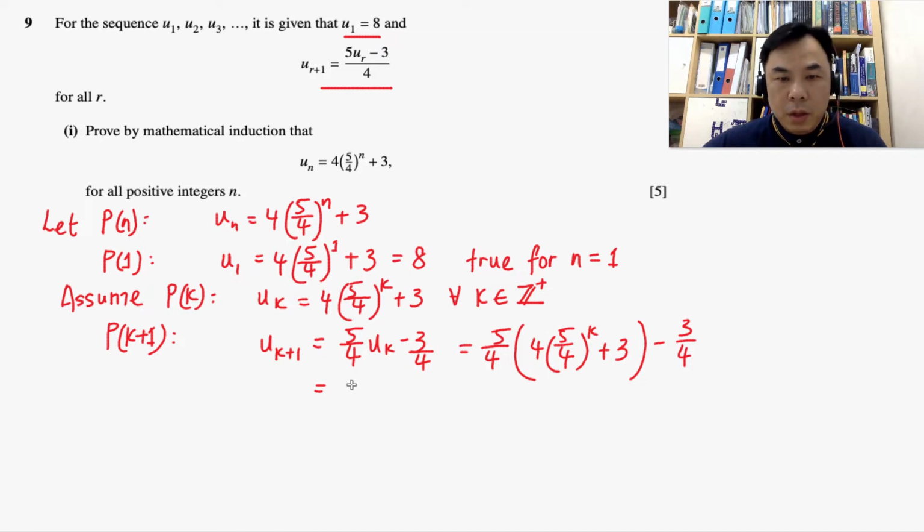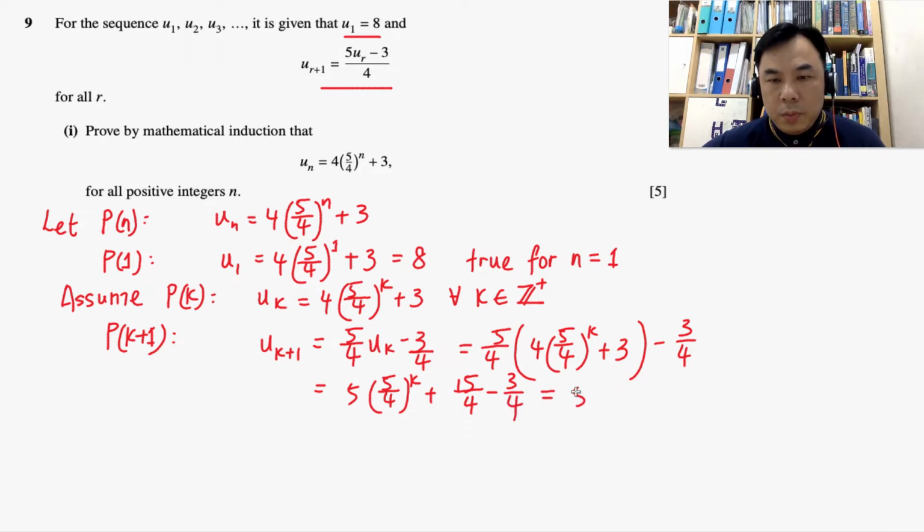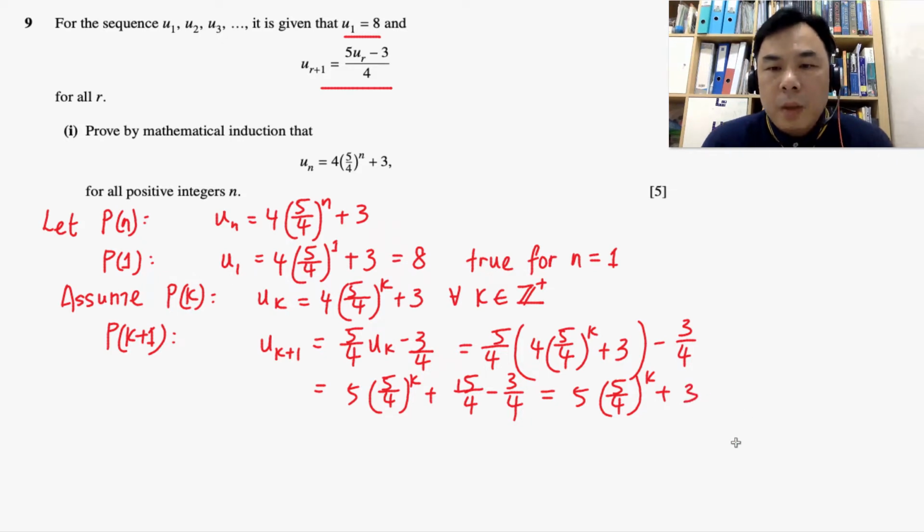Now let's try here. We have 5 plus 15 over 4 minus 3 over 4, which will lead us to that is a 12 or 3. Alright, now there you have it. That is uk plus 1. Now we want to test out whether this is true or not by using this particular sequence.